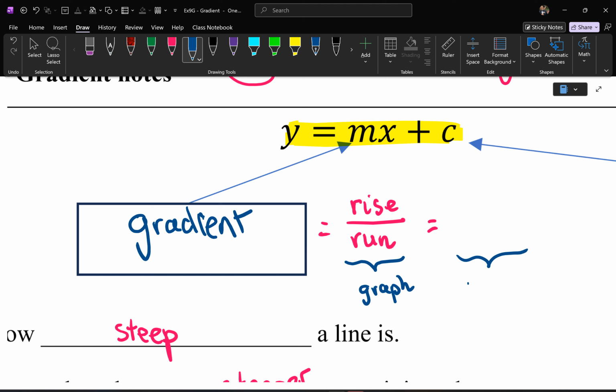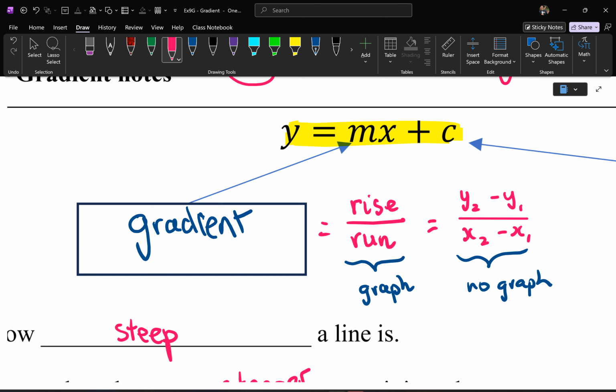For no graph, we use a formula, which most of you would do intuitively already, but I'm going to get you to copy this formula down. It's called y2 minus y1 divided by x2 minus x1. Just copy that down for now.